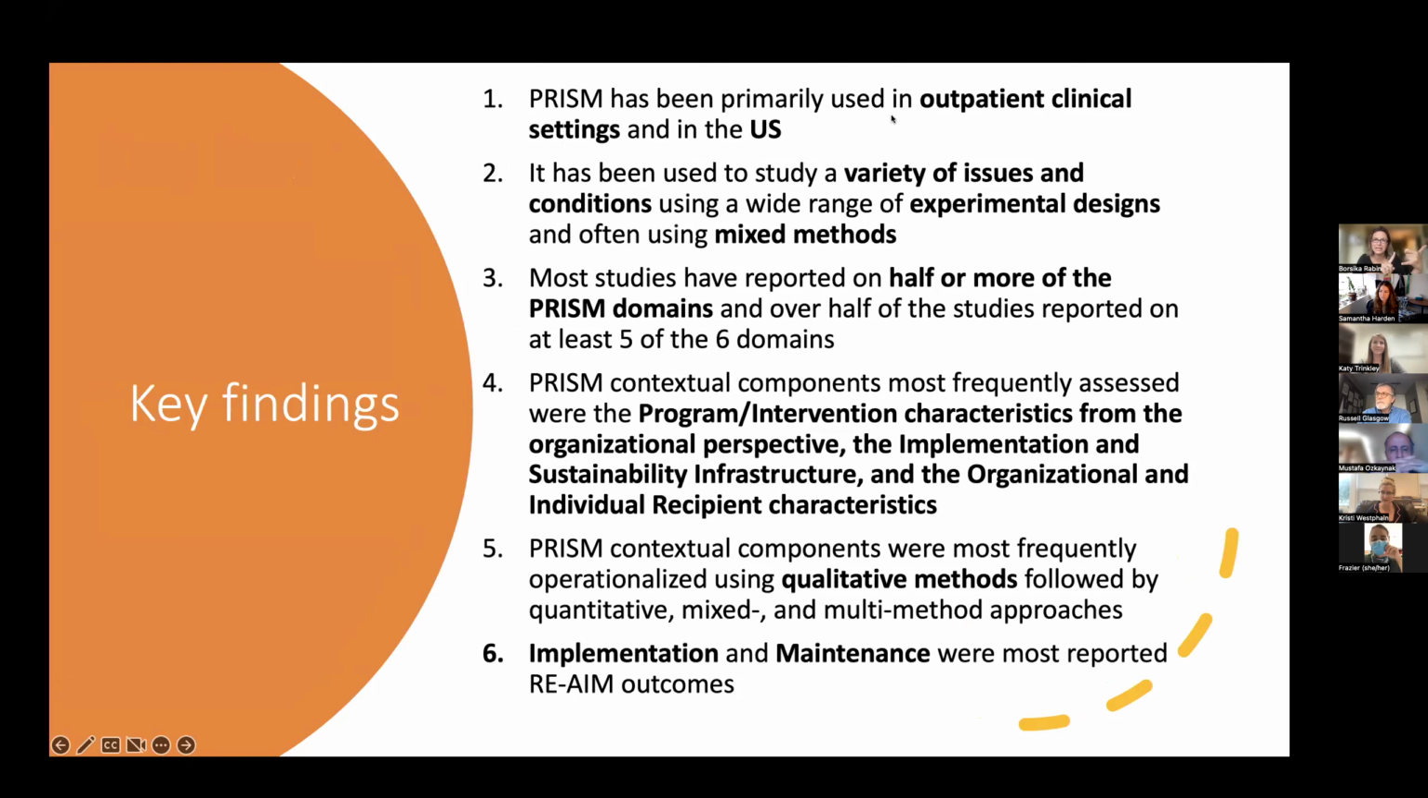I already mentioned that the primary use was in outpatient clinical settings. There is some community use, but I think that's certainly a direction we could go. There are a variety of issues and conditions being addressed through this review, and you are welcome to reference the paper for details and the different designs that these studies followed. And as I mentioned earlier, there were 6 studies that used all PRISM domains, but half or more of the studies used at least 5 of the 6 context domains.